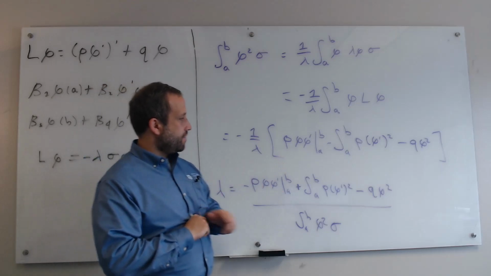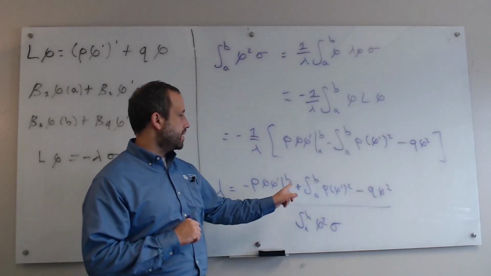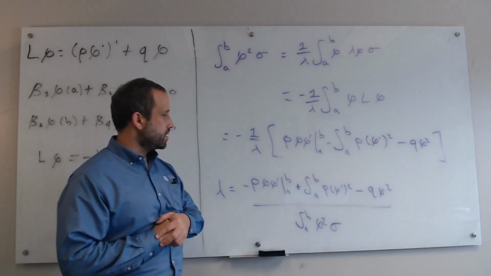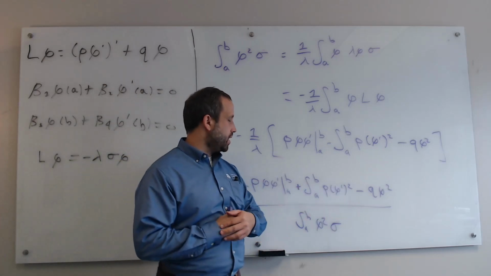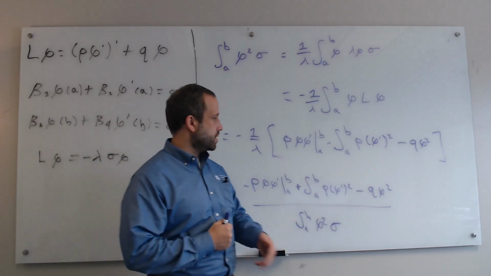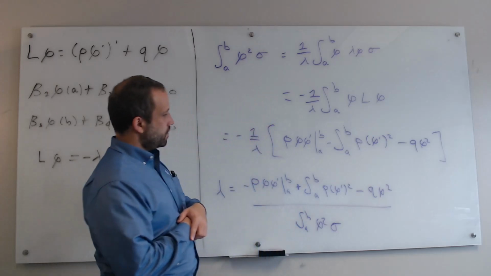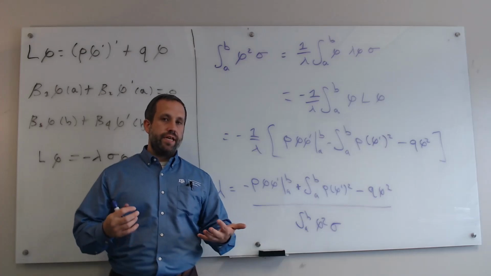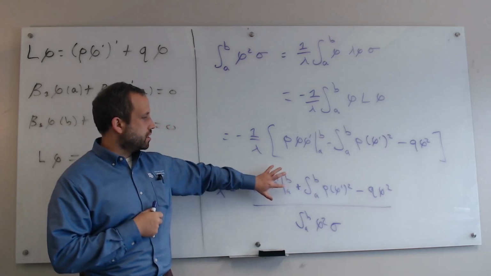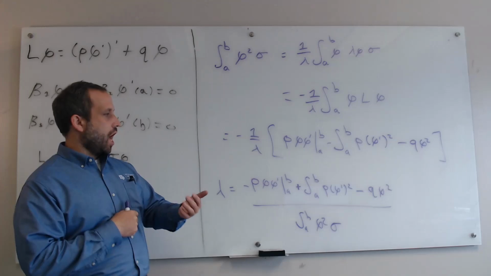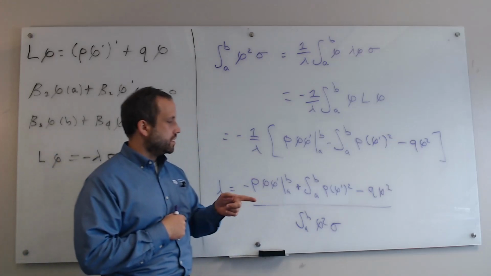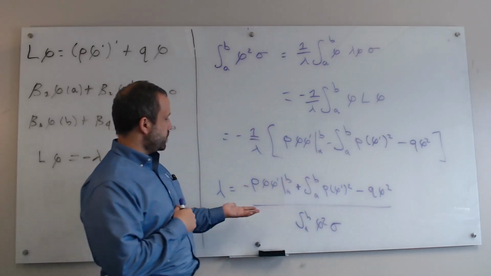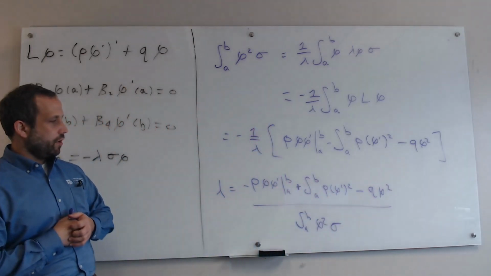In addition, if q is non-positive, then this integral is going to be positive because phi prime squared is positive, p by assumption is positive, and phi squared is positive. So if we're dealing with very simple Dirichlet or Neumann conditions or even mixed versions of those, this goes away. And if q is non-positive, then this is going to be a non-negative term, in which case we see that lambda is going to be greater than or equal to 0.